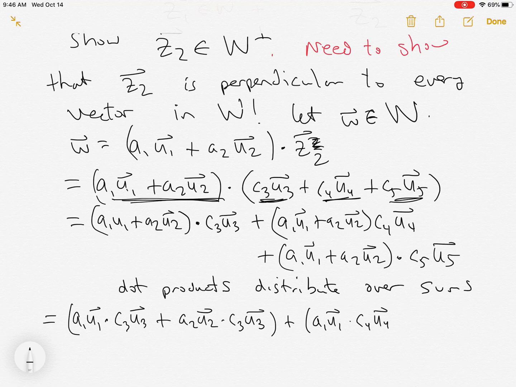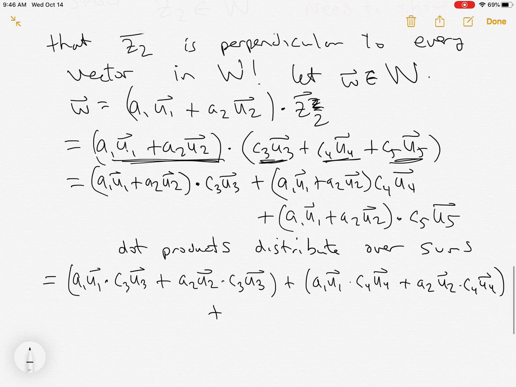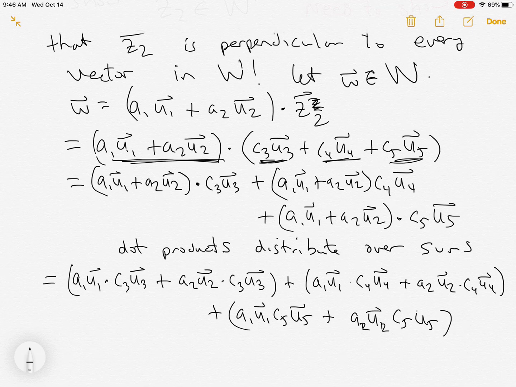It's important to go through this from start to finish. So A1, U1, C3, U3, plus A2, U2, C4, U4, plus A1, U1, C5, U5, plus A2, U2, C5, U5. All vectors. Okay.